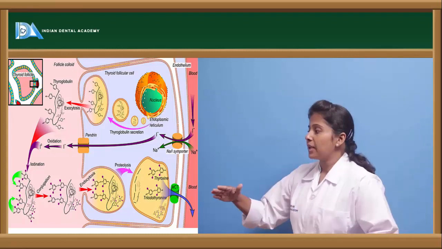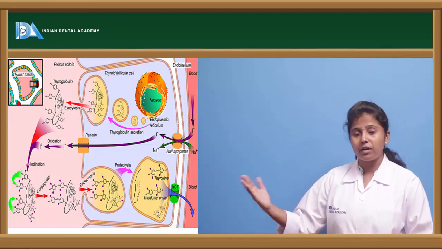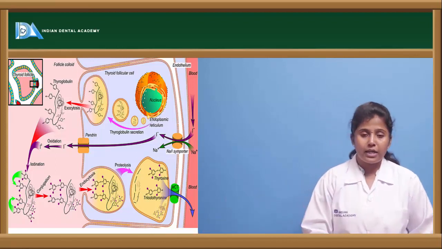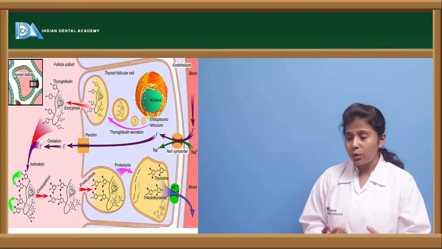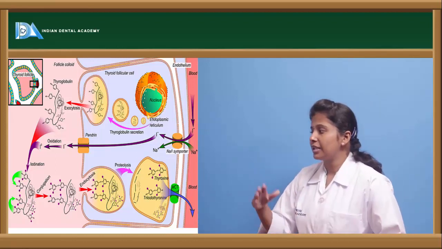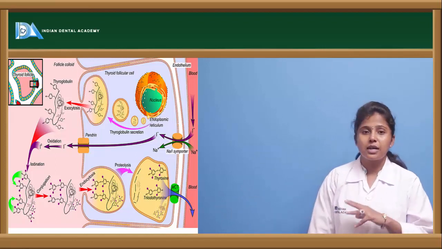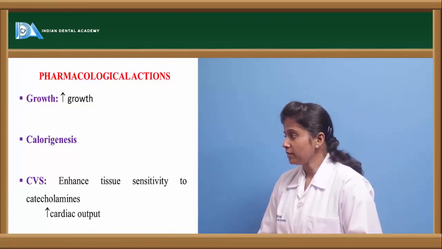And thereby in the peripheral system it is undergoing a process of proteolysis. Once the proteolysis takes place, the T4 is converted to T3, and thereby the T3 is entering into the blood. So this is the complete process of biosynthesis of the thyroid hormones.